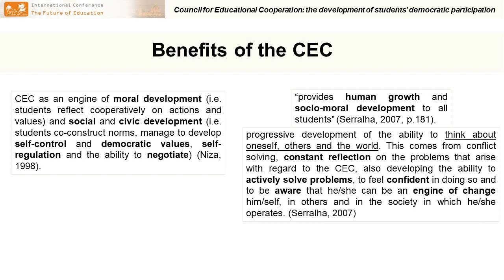This comes from conflict solving and constant reflection on the problems that arise with regard to the council, also developing the ability to actively solve problems, to feel confident in doing so, and to be aware that he or she can be an engine of change, in him or herself, in others, and in the society in which he or she operates.